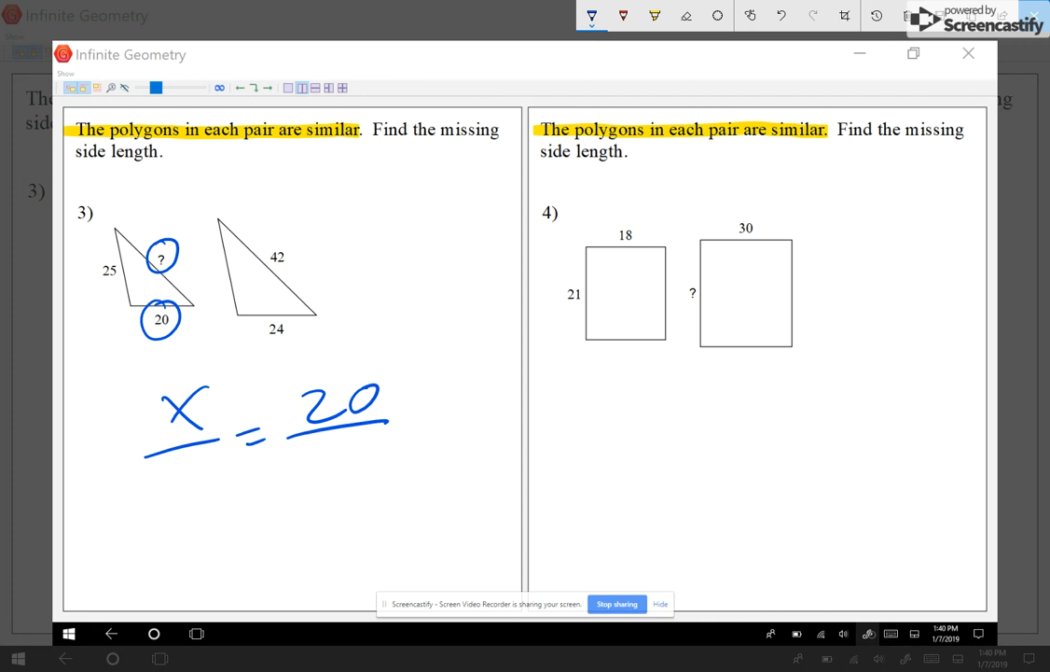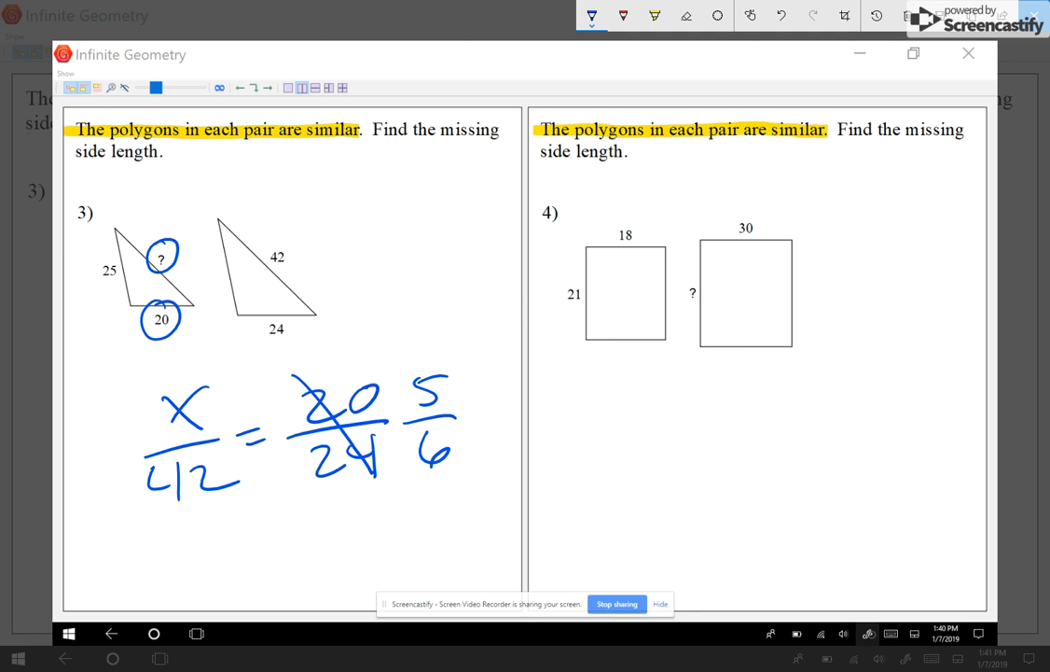I notice that my x is corresponding to 42. I notice my 20 is corresponding to 24. So I want the value of x such that my fractions simplify to the same thing. I look at my second fraction, 20 over 24 simplifies to 5 over 6. I just simplified the fraction on the right.